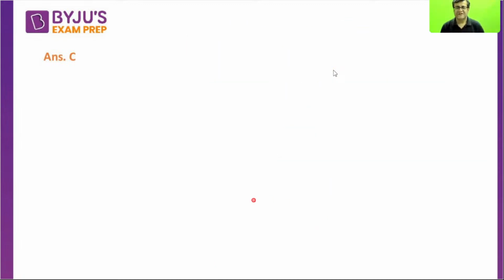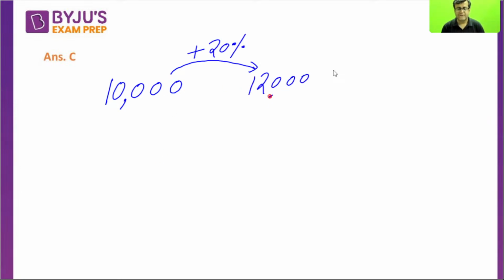Okay. So guys are asking why not 20 and 20 directly 40%? If 10,000 is the value, and it first increases by 20%, then 20% of 10,000 means 2,000. The value will become 12,000. Isn't it? Yes, Yasmin, you are right. You understand now. Very good.